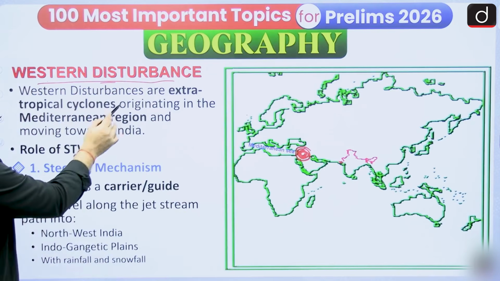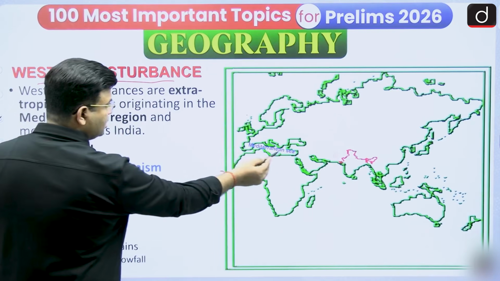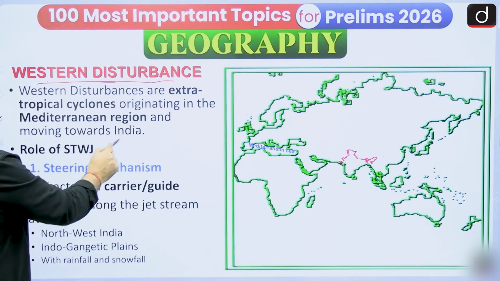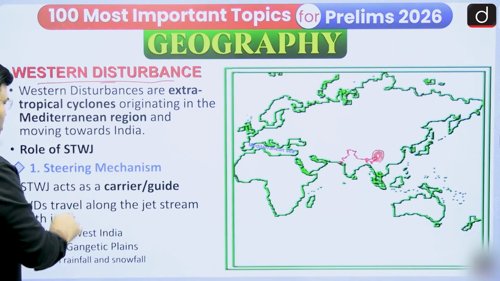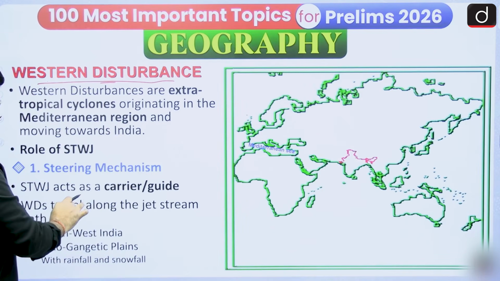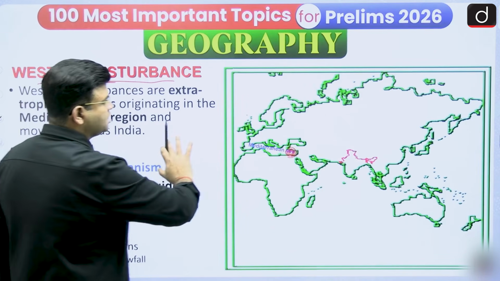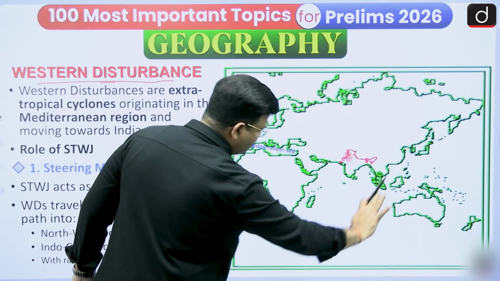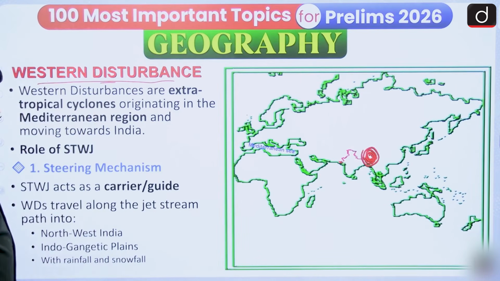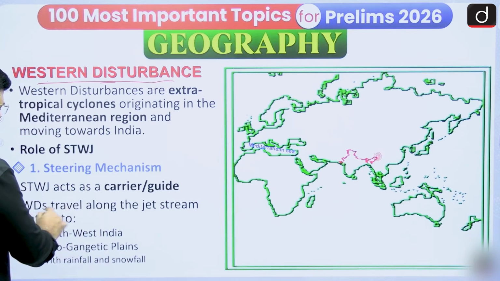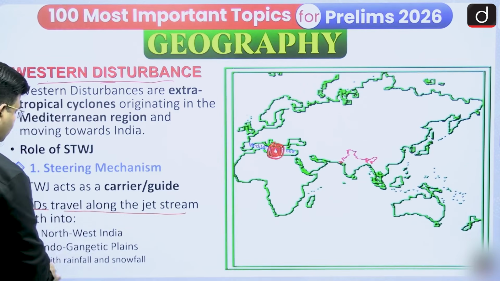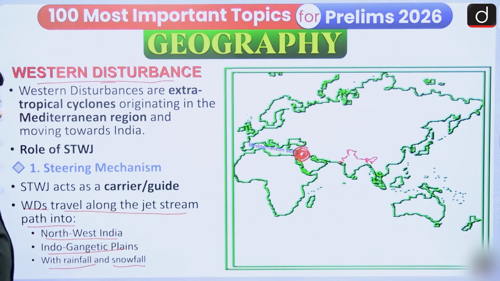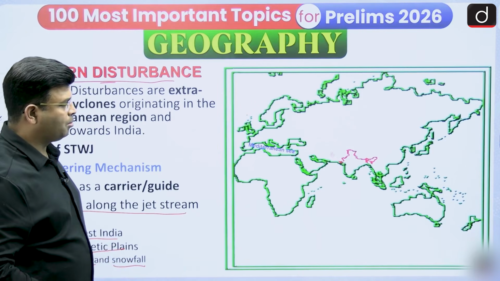So here we can say that western disturbances are extratropical cyclones, also called temperate cyclones. They originate in the Mediterranean region and move towards India. What is the role of the jet stream? The steering mechanism means the subtropical westerly jet stream acts as a carrier or guide, pulling it toward India. This temperate cyclone is dragged by the subtropical westerly jet stream. Western disturbances travel along the jet stream path into northwest India and the Indo-Gangetic plain with rainfall and snowfall. Rainfall is in the plain area, and snowfall in the mountainous region.